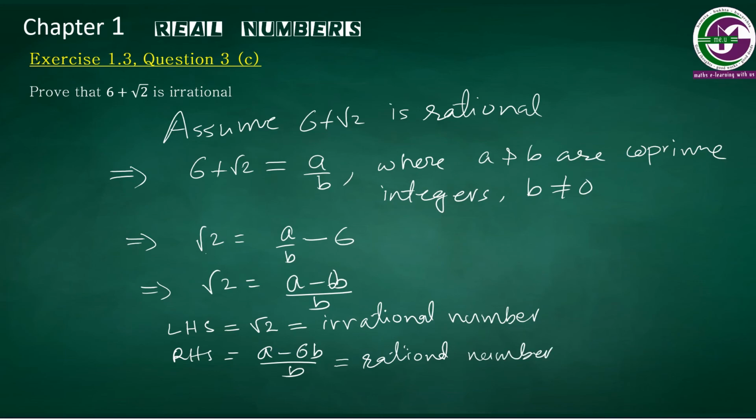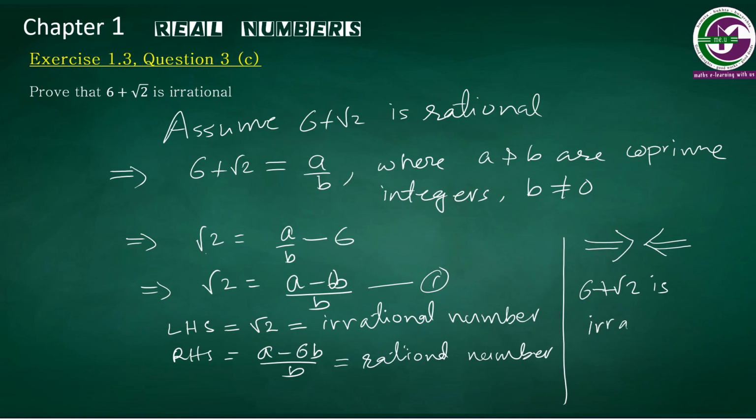That means this equation number 1 is a contradictory statement. That means an irrational number is equal to a rational number, which cannot happen. So there is a contradiction in the statement. Why the contradiction? Because our assumption is wrong. What is our assumption? 6 plus root 2 is rational. So the correct statement is 6 plus root 2 is irrational. Done.